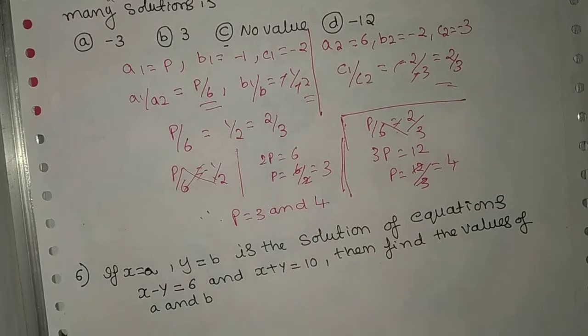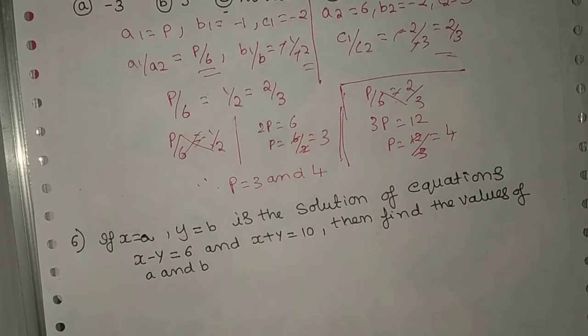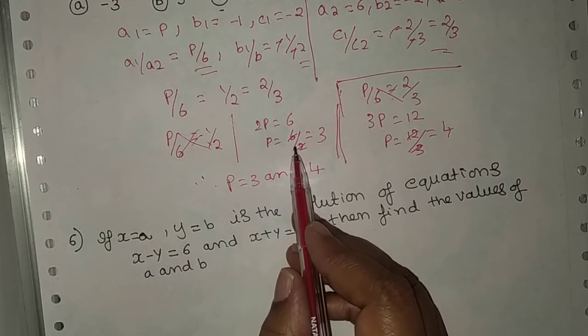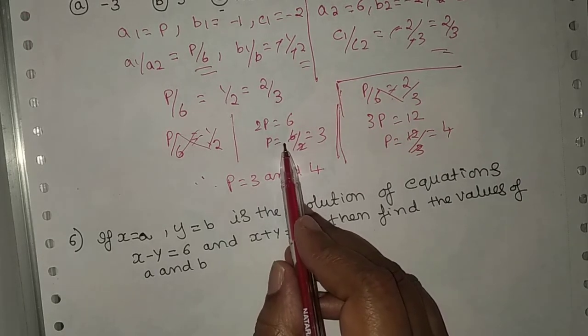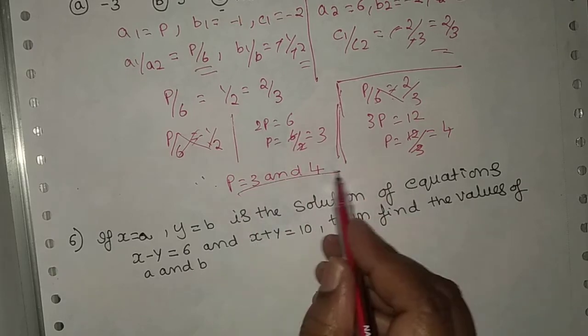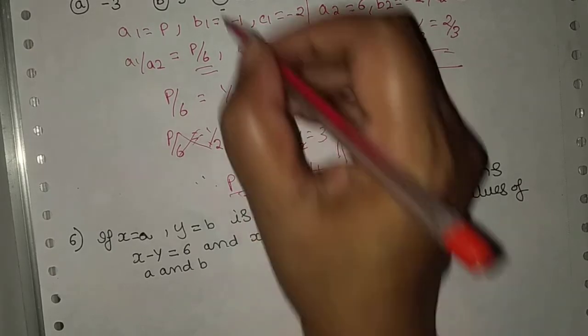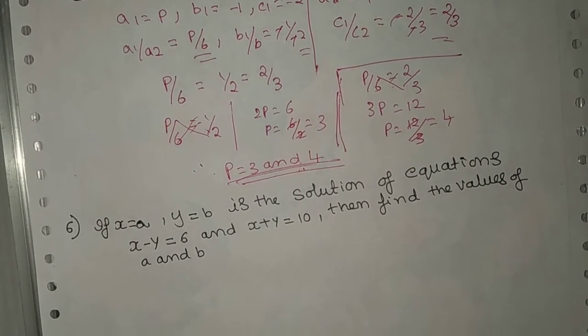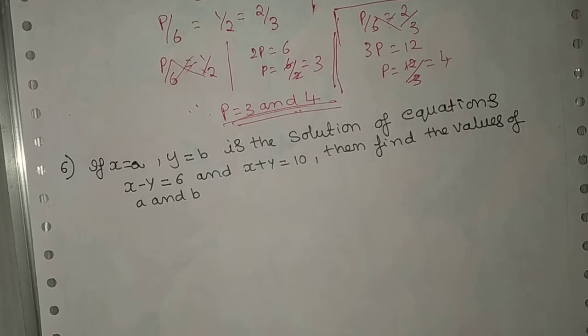So, which is the correct option? Therefore, we have p with different values. Therefore, for no value of p will the pair of equations have infinitely many solutions. Therefore, option C is correct here. Next, we move on to the next question.